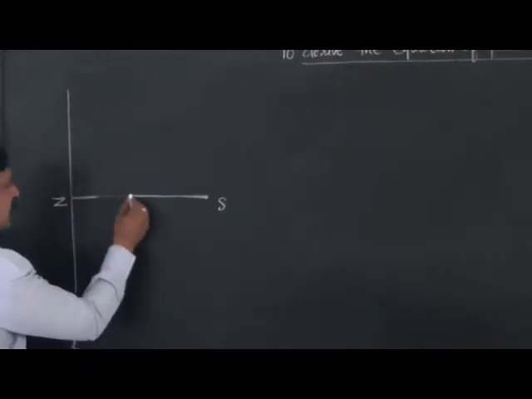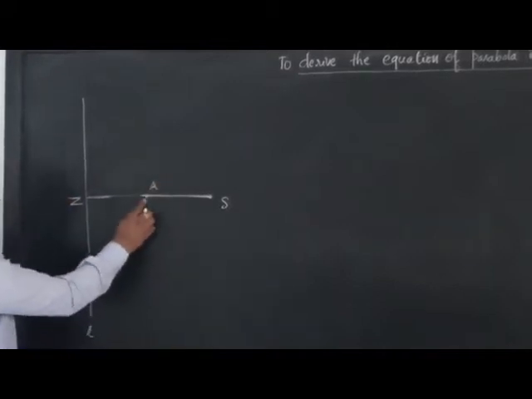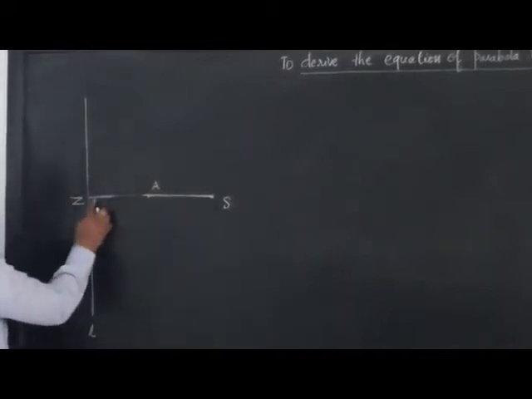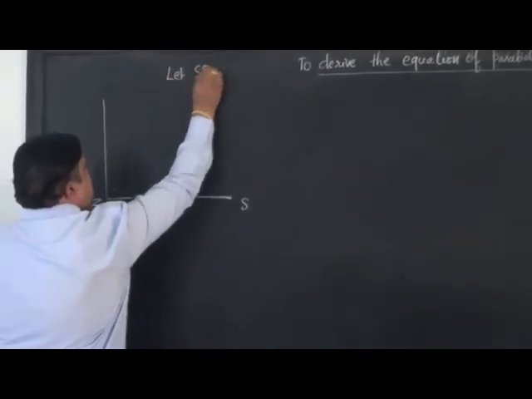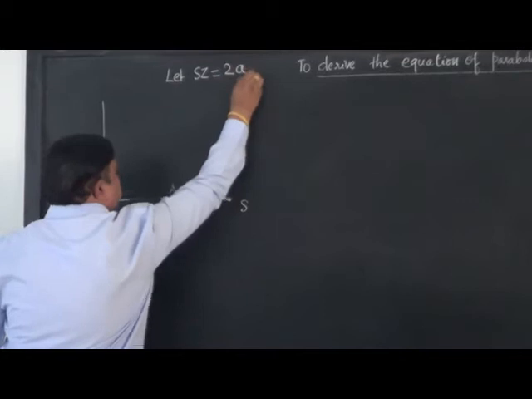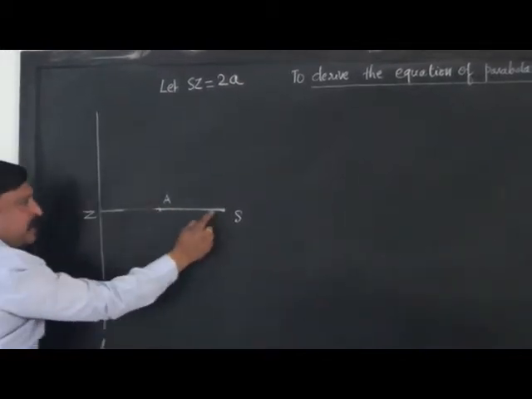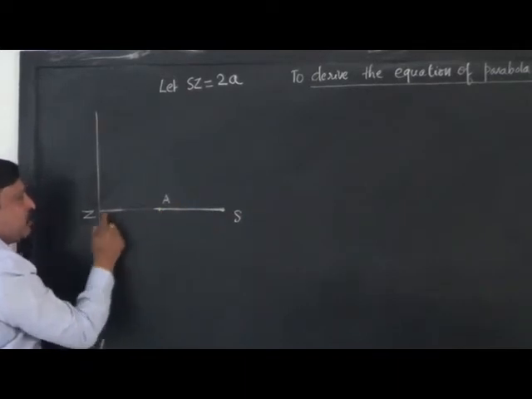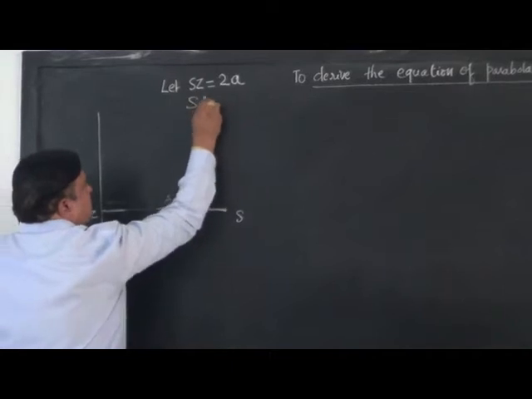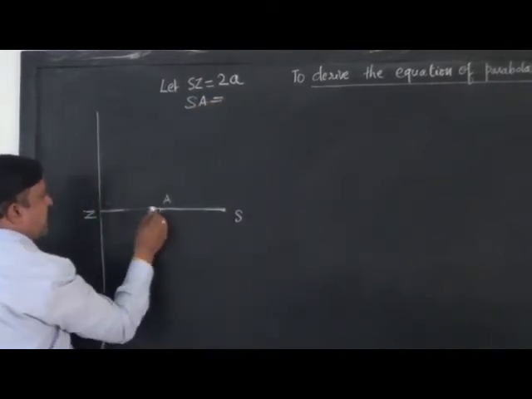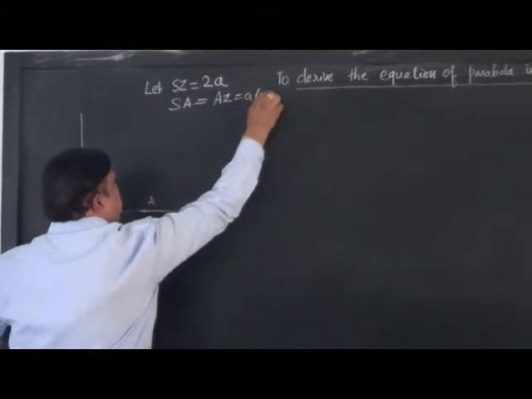Divide SZ at point A, and A is the midpoint of SZ. And let's take the length of SZ as 2A. If you take the length of SZ as 2A and A is the midpoint, therefore SA is equal to AZ is equal to AH.